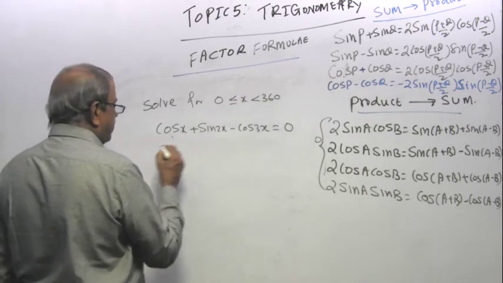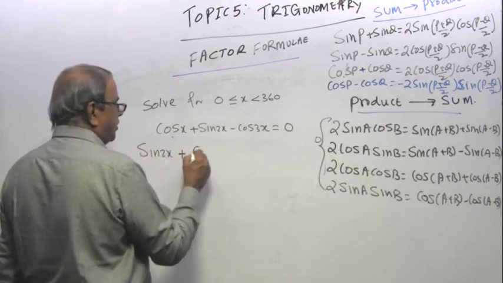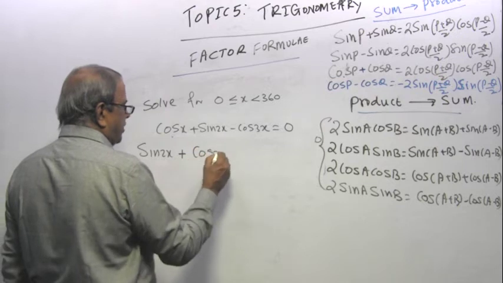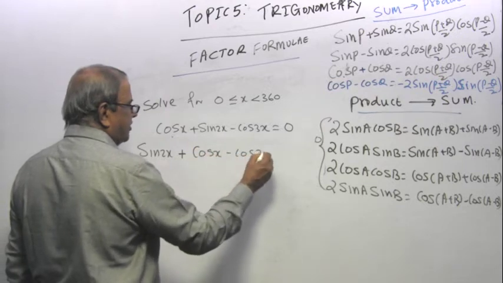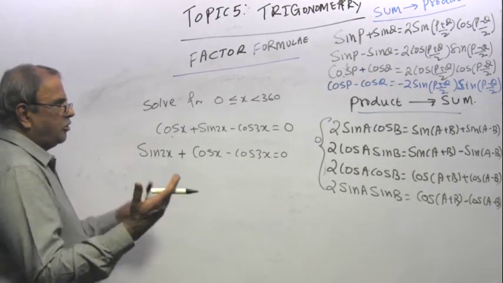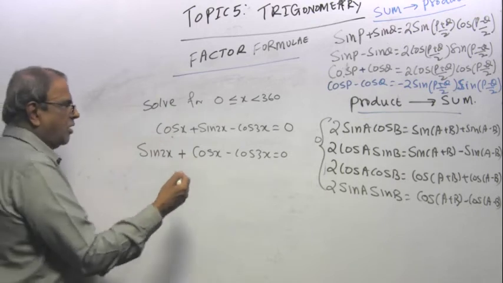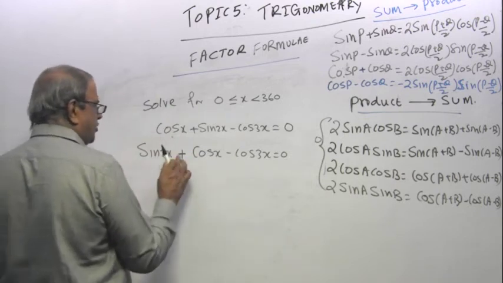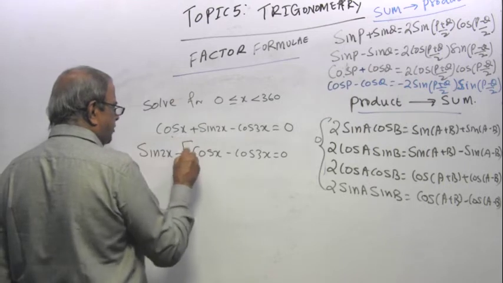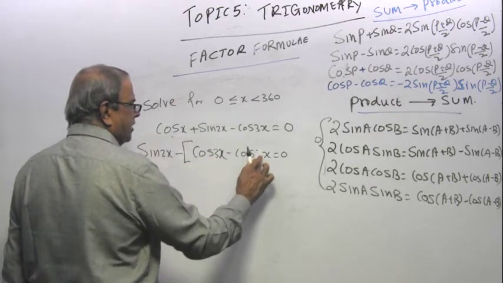I can group this, so can I rewrite this as sin 2x plus cos x minus cos 3x equal to 0? I told you just now, preferably use the other way. Always put the bigger one first. So can I write this as minus open bracket, cos 3x minus cos x?